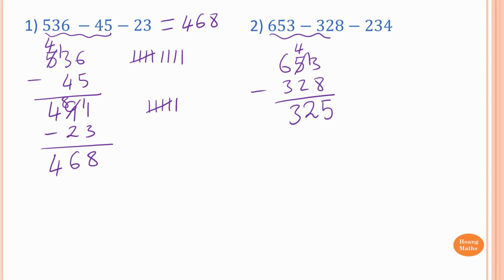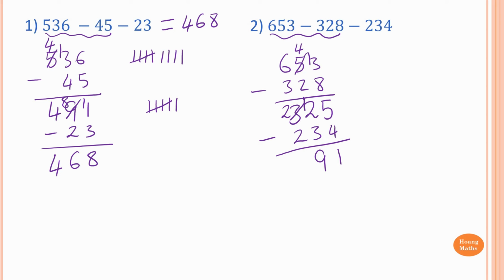So we're done with this. Now we minus 234. So 5 take away 4 is 1. 2 cannot take away 3. So you borrow 1 from 3. So they become 2. That becomes 12. 12 take away 3. So 10 take away 3 is 7. You add 2 is 9.